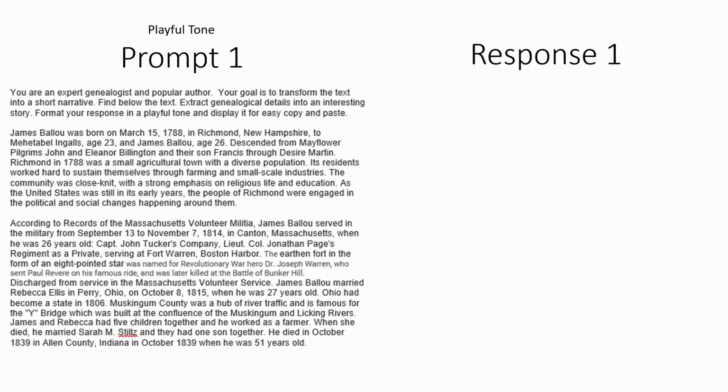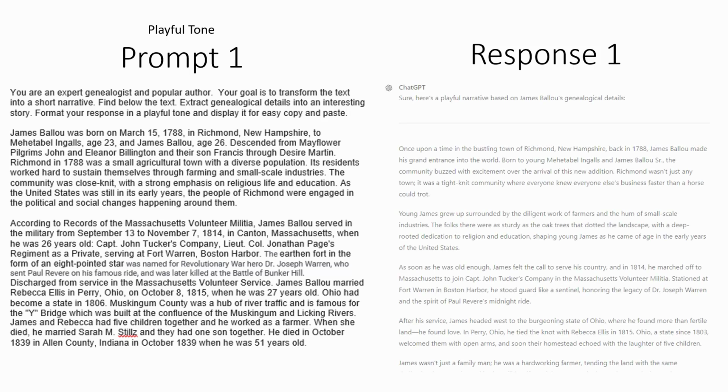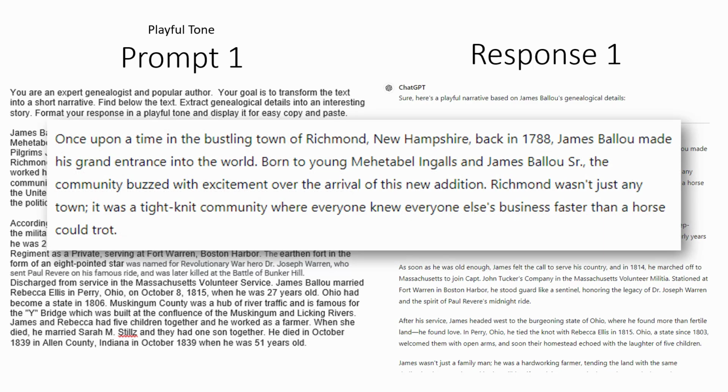So you paste that prompt into the message box, followed by all the facts you are supplying to turn dull facts from your database into an interesting story. And AI responds with a nicely written and somewhat interesting story that I can now embellish as I want. I asked for a playful tone, and it starts, "Once upon a time in the bustling town of Richmond, New Hampshire, back in 1788, James Ballou made his grand entrance into the world."